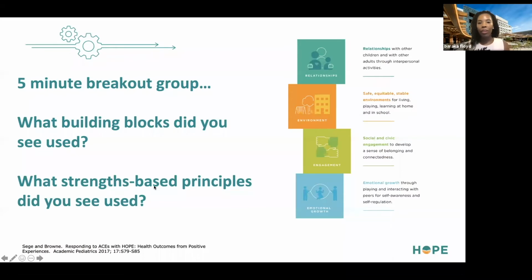All right. So now we're going to place you all into random breakout groups of 5 to 7 folks per group. And in your groups for 5 minutes, you are going to compare and contrast the two depression screens and discuss what building blocks you saw used and what strength-based principles you saw used.